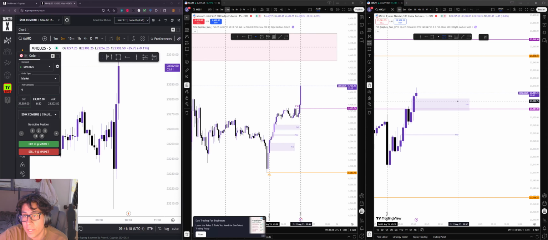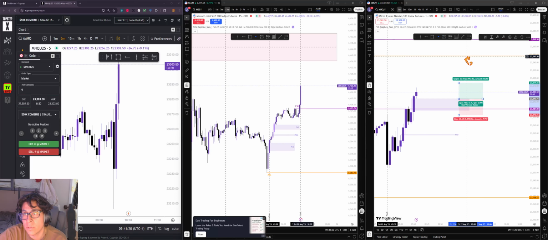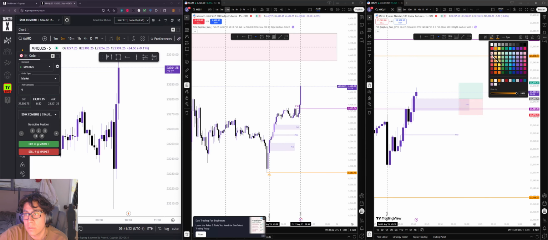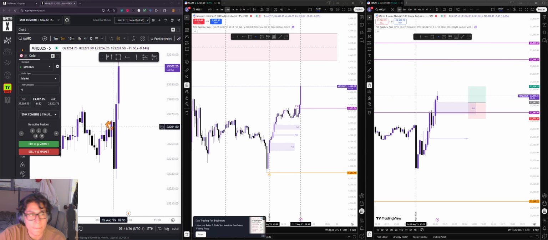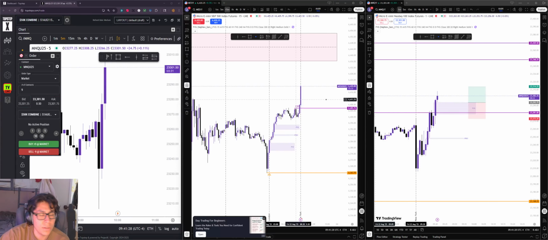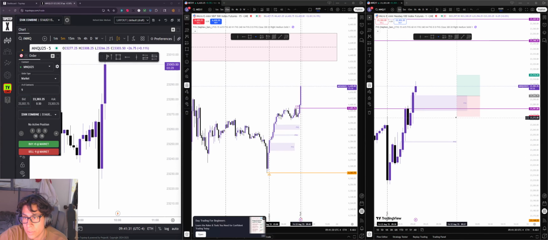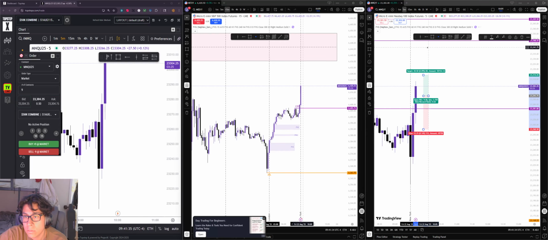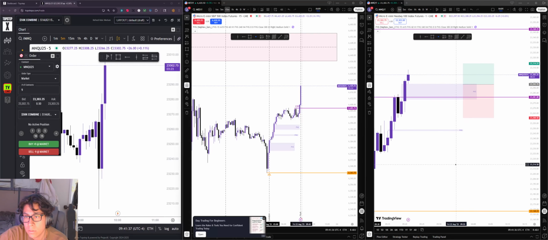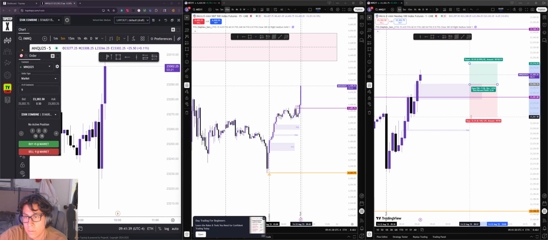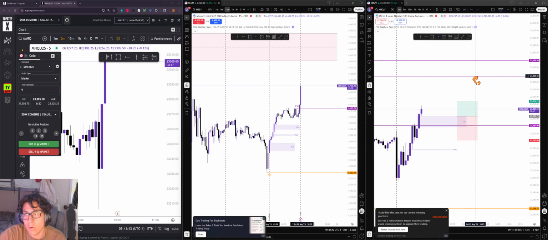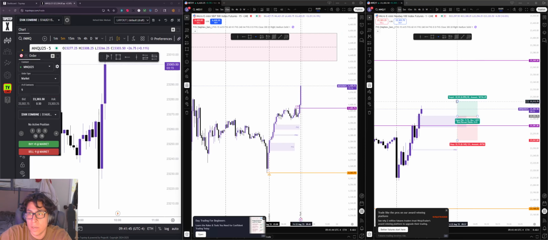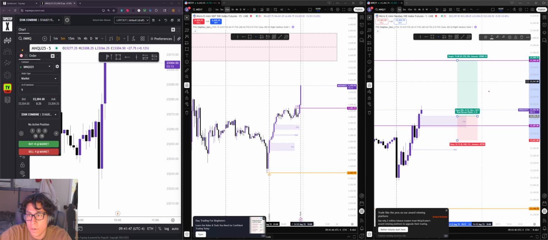I think I want to look for entry somewhere here. Oh wait, this is supposed to be purple. I think I'm looking at a possible entry here at this level, sit below this low. Sit below this low right here. I think we're probably gonna go all the way to the top and take out the double highs right here.